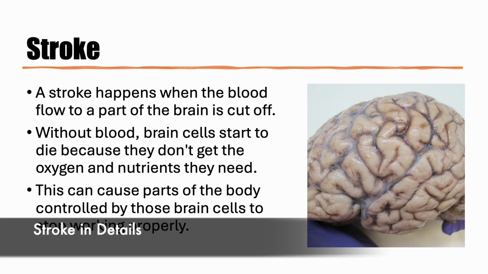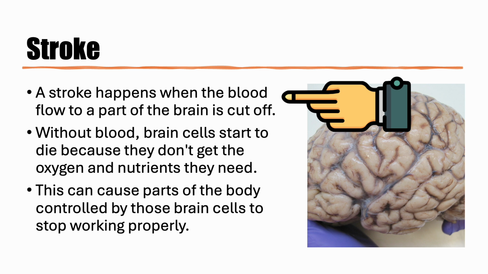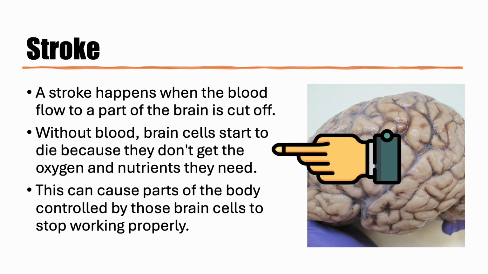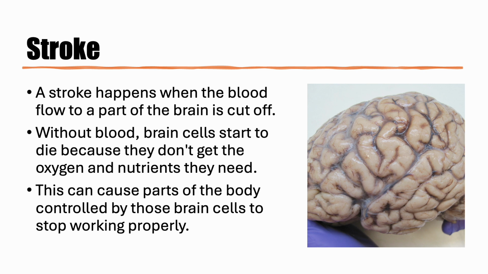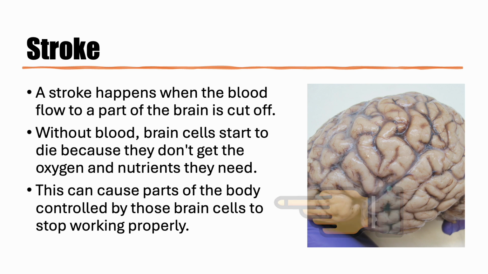Now we understand that oxygen supply is very important for all the tissues to work properly. Without blood, the tissues and cells will start dying. In a stroke, the blood flow to a part of the brain is cut off. The moment the blood flow is cut off, the brain cells start to die because they don't get the oxygen and nutrients they need, and this causes parts of the body controlled by those brain cells to stop working properly. All these cells in the brain have a specific function, and whatever part of the brain gets affected, those functions also get affected, and that is what a stroke is.